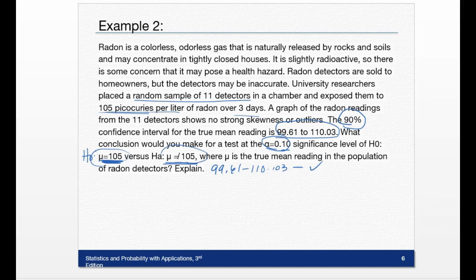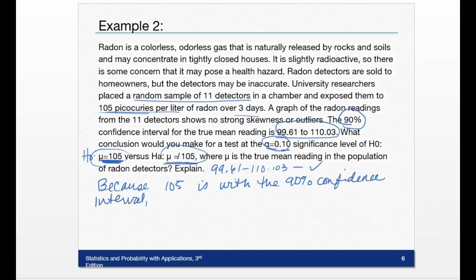So the way I would finish this is say, because 105 is within the 90% confidence interval, we would fail to reject the null. Okay? Fail to reject the null because 105 is possible. It's in there. We don't want to reject it. So our terminology is we would fail to reject the null.